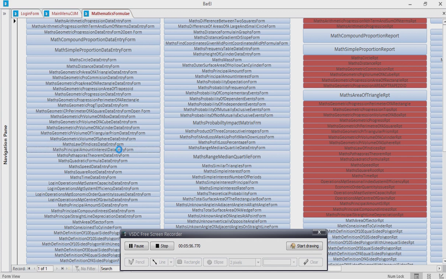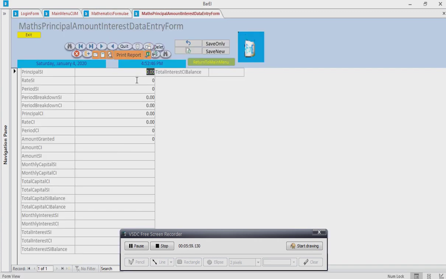Amount of interest. Let us say the principal is 1000, the rate is 0.1, the period is 1, and the period breakdown is 12. Then the amount is 1100.